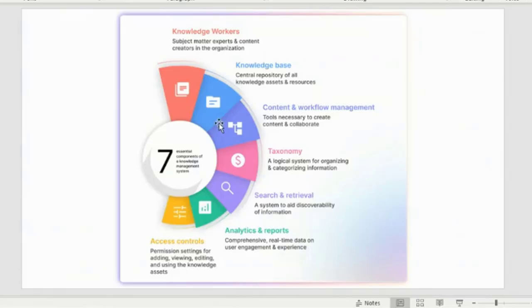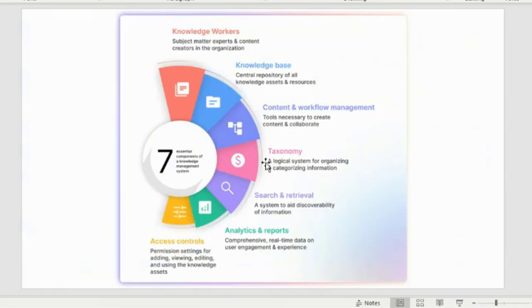Now, right here, this just tells you about 7 essential components of a knowledge management system. And you see here we have knowledge workers. These are SMEs, subject matter experts, and content creators in the organizations. Here you have knowledge base, which is a central repository of all knowledge assets and resources, content and workflow management tools necessary to create content and collaborate.